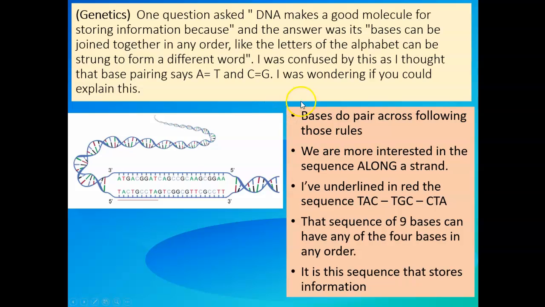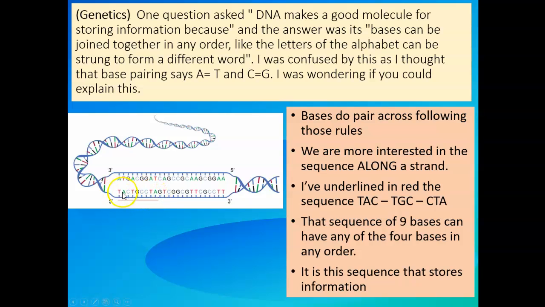So the idea is that when we do look at this base pairing, A and T, G and C, that's what's happening across a strand. So this T with that A, this A with that T, this C with that G, and so on. But what we are more interested in is the sequence that goes along the strand. So in this case, we've got TAC, TGC, CTA.